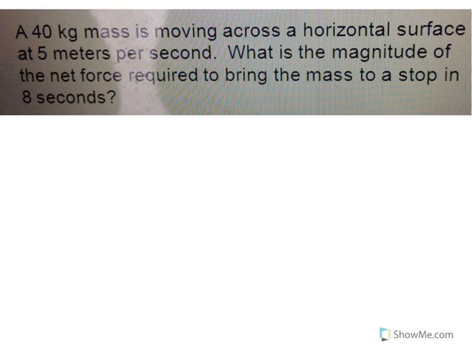Hey guys, Miss Dovey here. Now we're going to do a few practice problems with momentum and impulse so that we can be really ready for that quiz tomorrow. So here's the first problem.